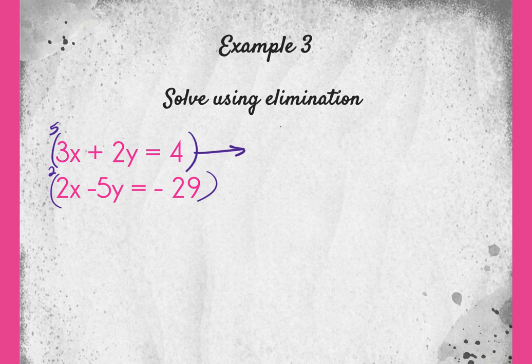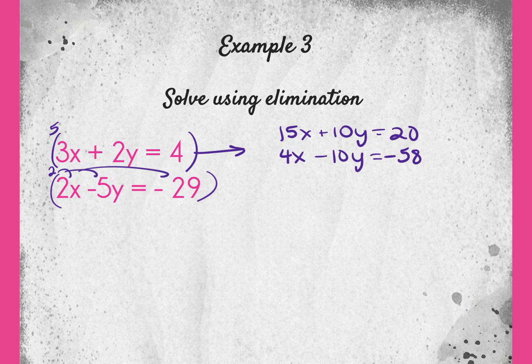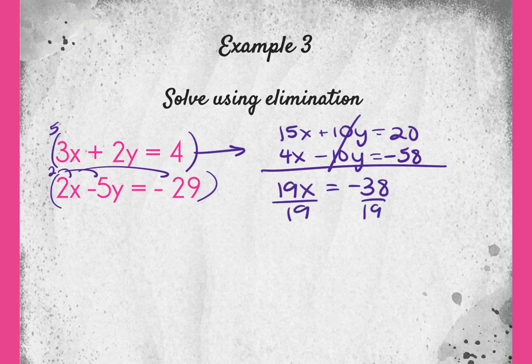Multiply the 5 straight across here, I get 15x plus 10y equals 20. Multiply the 2 in here, and I get 4x minus 10y equals negative 58. Now add, I get 19x, the y's cancel, equals negative 38. Divide both sides by 19, and x is negative 2.